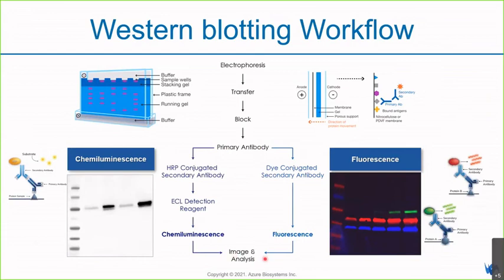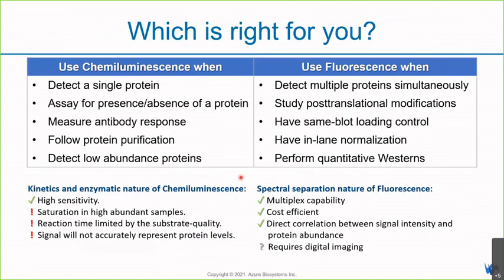Before I go into an in-depth walkthrough of chemiluminescence Western, firstly, you have to know which method is right for your experiment. This table lists the specific requirements or needs if you want to use chemiluminescence. It would be best to use chemiluminescence if you just want to detect a single protein, and you just want to see whether the protein is present or not and is purified or not.